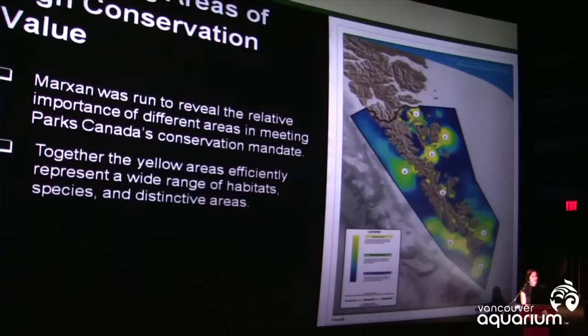So together, when we analyzed the yellow areas, we saw that they efficiently represented a wide range of habitat, species, and distinctive areas in Gwaii Haanas. Once we had this map, we chose to interpret the results to understand better what marine features were captured in each one of these yellow areas. And we discovered that MarkSan was doing a very good job of meeting our conservation mandate. It was highlighting areas of high biophysical diversity, special areas and sensitive ecosystem elements, distinctive areas, and areas of cultural value. And I'm going to walk you through a few examples now.